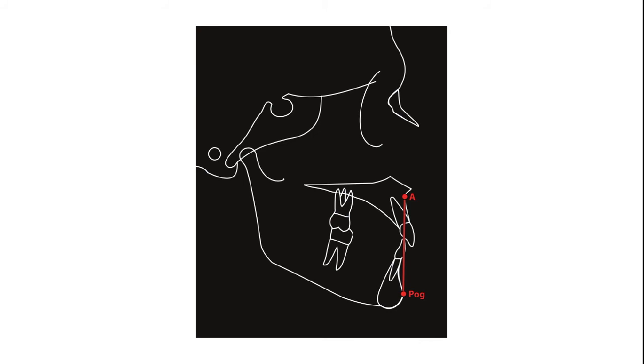The next item is the mandibular incisor to apogonian line. It is suggested by the Downs. This is the perpendicular distance of the mandibular central incisor edge to the apogonian line. It represents the degree of the mandibular incisor protrusion in relation to the lower face.